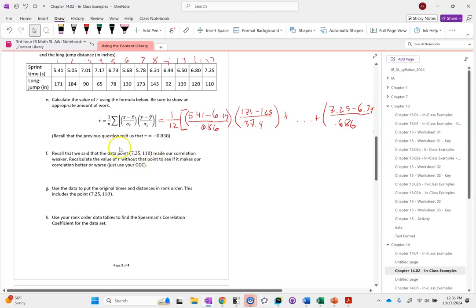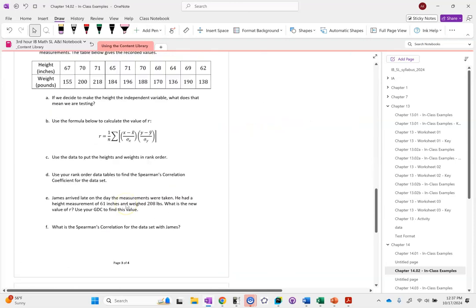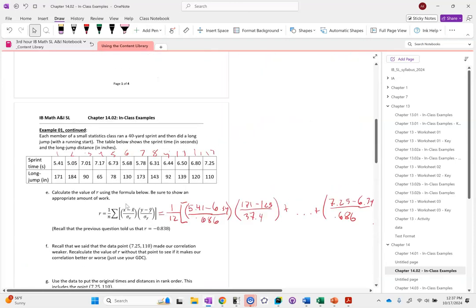We did this already. Now it wants us to do a Spearman, but we have only 3 minutes left, so I'm just going to stop here. We'll finish this up next time. We still got a lot of stuff to do in this one.